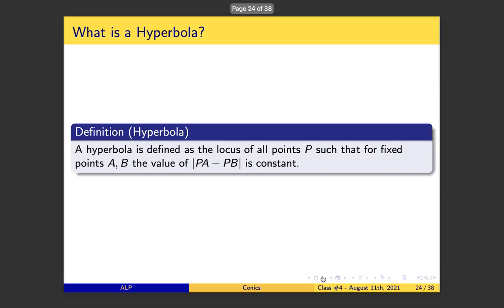All right. Finally, our last conic out of our four main conics is the hyperbola. A hyperbola is defined as the locus of all points P such that for fixed points A and B, the absolute value of PA minus PB is constant. If you look at the ellipse definition, it was that PA plus PB is constant. But for a hyperbola, instead, it is the absolute value of PA minus PB that is constant.